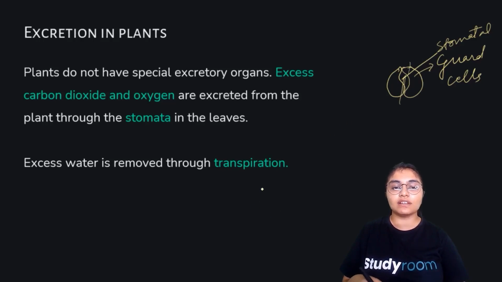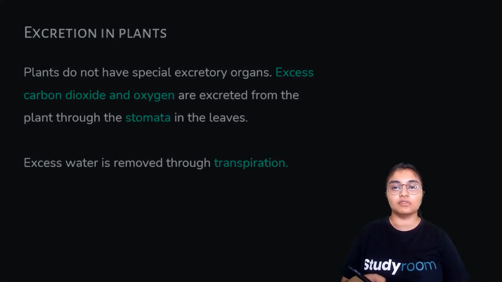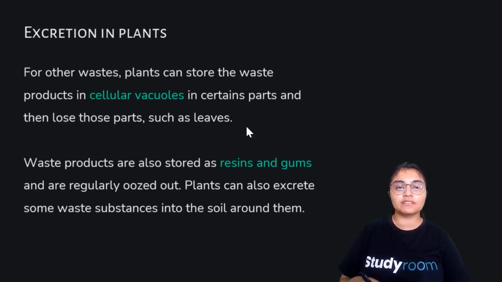The excess water is also removed through transpiration. Transpiration is a process which involves the evaporation of water from the aerial parts of the plant, and that is how the excess water from the plant is also removed. Apart from those wastes, plants can store the waste products in cellular vacuoles.